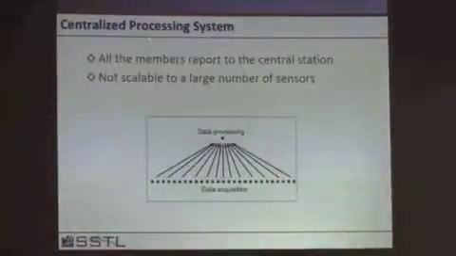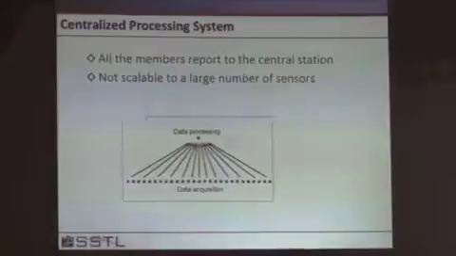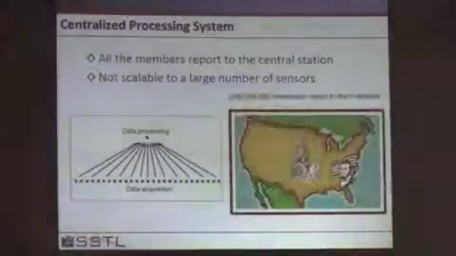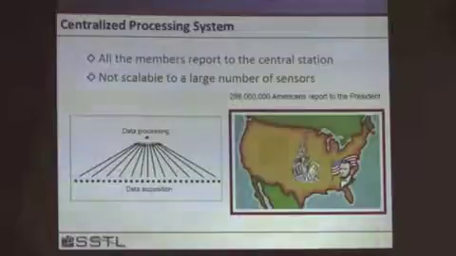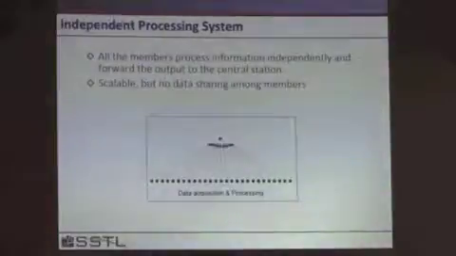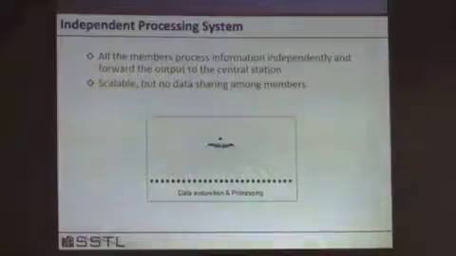Another issue is, I mentioned the idea that at Berkeley, they collected all the data. They assumed that they were going to do centralized processing. And so all of the members have to report to a central station. And this is not a scalable approach if you imagine all of the people in the United States trying to talk to the president. That's just not a tractable approach for communication in large-scale networks. So another approach that's been popular, Jerry Lynch at Michigan has done a good bit of this, and Kincho Law at Stanford, is doing independent processing.